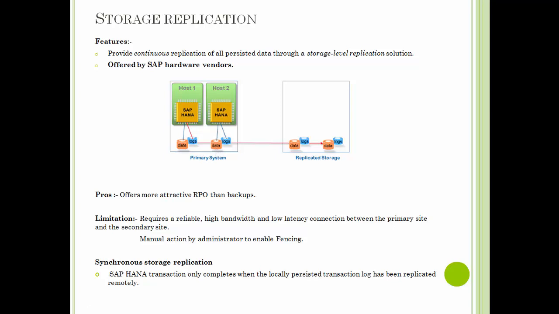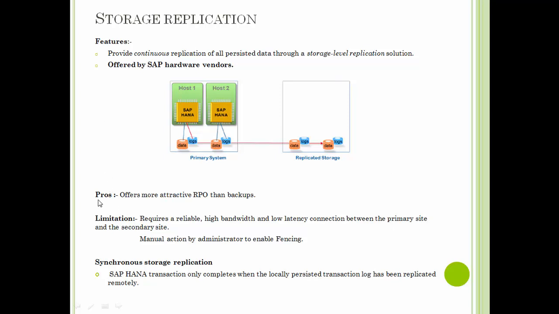So we should make sure the network speed between the data centers is fast enough, between the storage is fast enough, so that the replication runs faster, and in case of any unplanned crashes or any events like that, we will have minimal data loss.